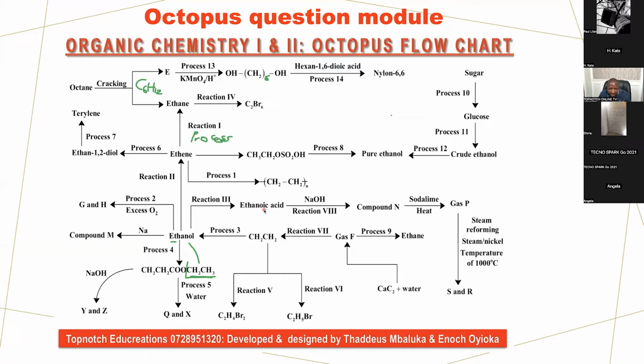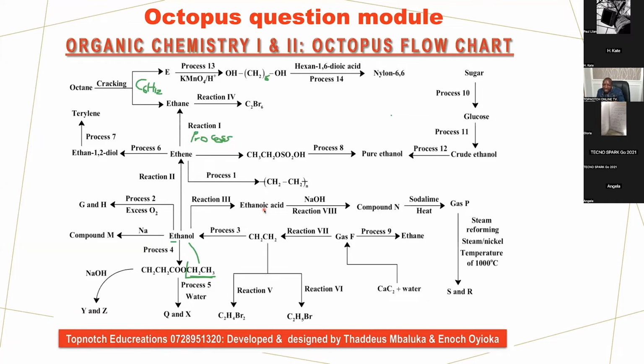Reaction 8, we have said that is neutralization, and compound M is sodium ethanoate. Now we are adding soda lime to get gas P. What is gas P? Methane gas. We are now preparing alkanes, whereby we use a sodium alkanoate plus soda lime.